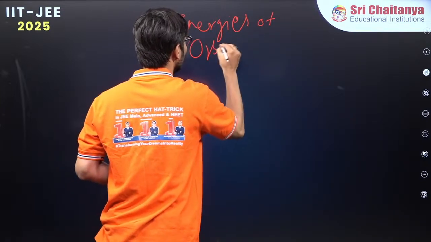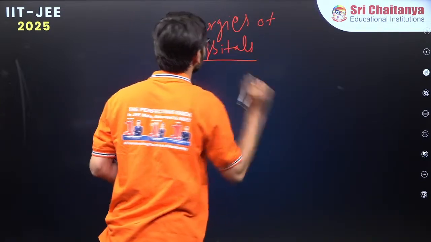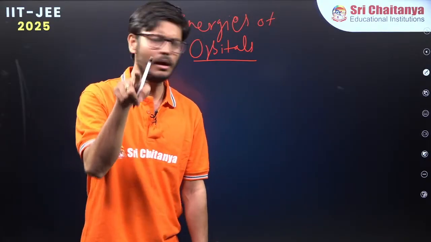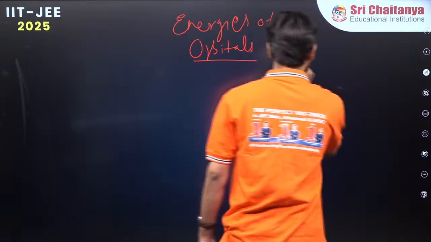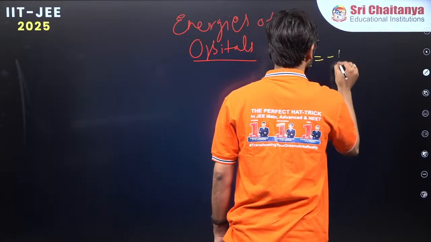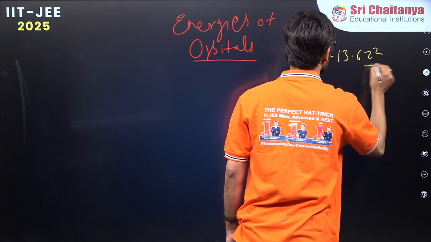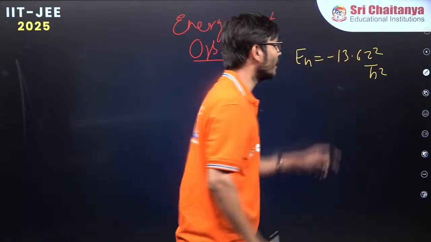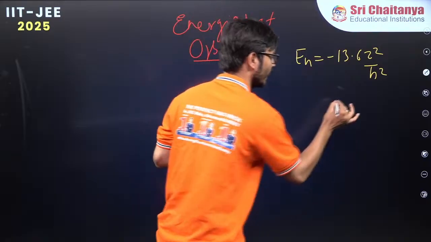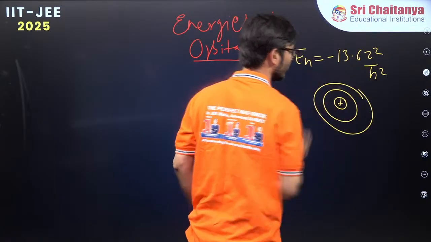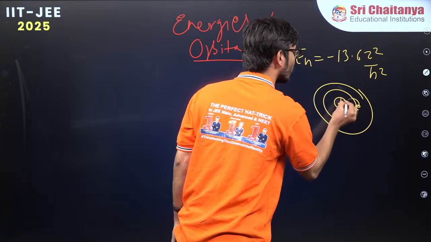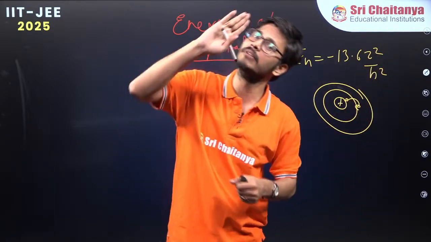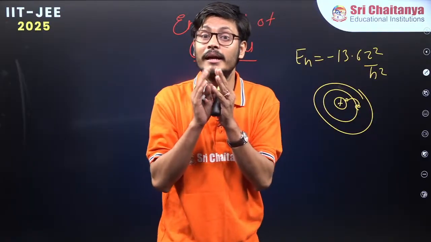Now, how to find out the energy of the orbital? Okay, sir, I know that you gave me a formula: En, the energy of the nth orbit, is equal to minus 13.6 Z square by n square. Forget about the negative sign for now. What is the meaning of the negative sign? Look, nucleus, first orbit, second orbit. Negative sign means these electrons have a force of attraction. Because you have attraction, energy will be released. If you have repulsion, energy will increase.